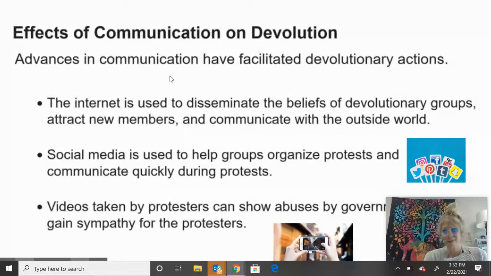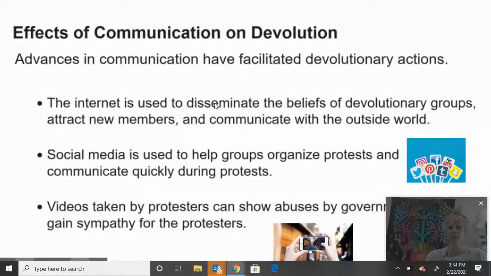Because almost everybody has access to the internet, you can spread similar messages amongst your group to get people informed. Social media is the second example, and you can set up groups to organize protests through social media. And then what you're seeing a lot of today is videos that are often taken during these protests that show how they're being abused or suppressed by the government, and that gains more momentum for their movement. People get emotional and upset about this, and they're like, "Yeah, we're on board with this movement." So that's effects of communication.